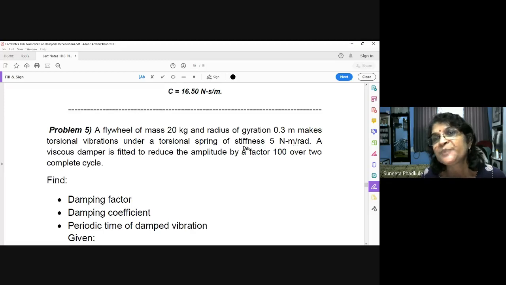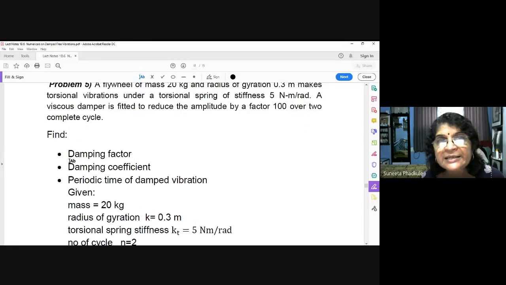So, spring stiffness is given, that is KT, 5 Newton meter per radian. Then M is given, K is given. You find out mass moment of inertia I is equal to mk square. Because this is the torsional vibration, you require I, not M. A viscous damper is fitted to reduce the amplitude by a factor 100 over 2 complete cycles. That means x1 upon x3, the value is given, it is 100. What we have to find out? Damping factor zeta, damping coefficient C, periodic time of damped vibration, that is TD.